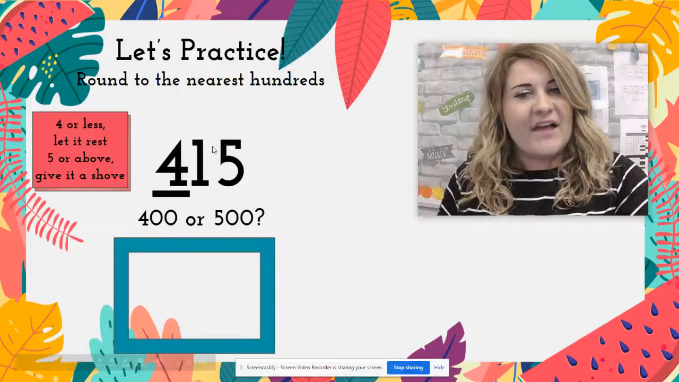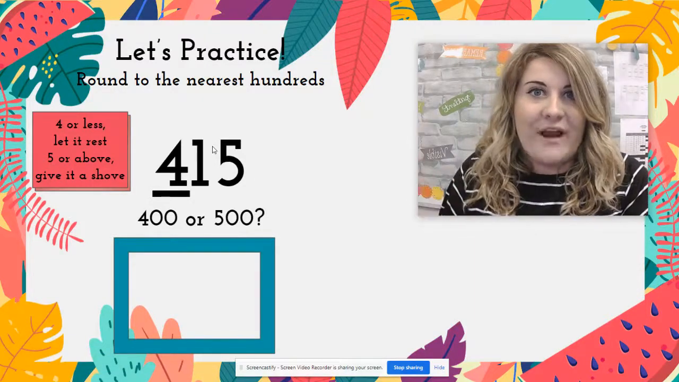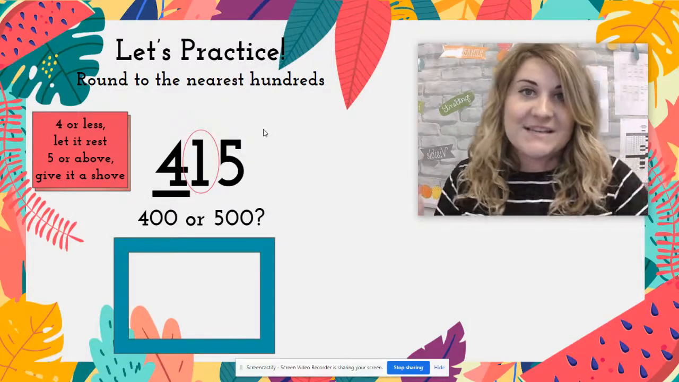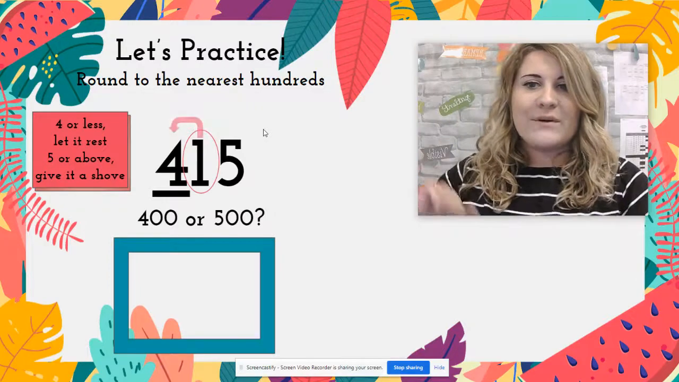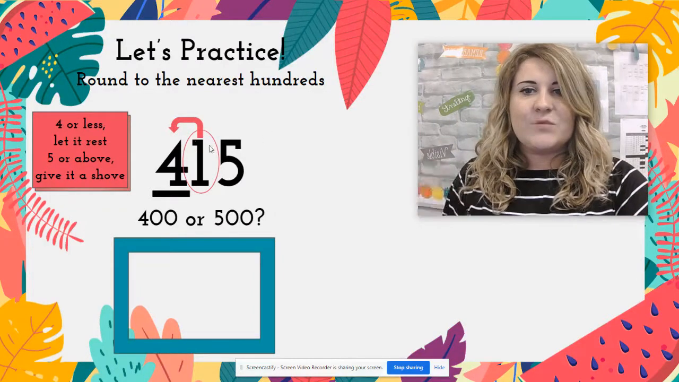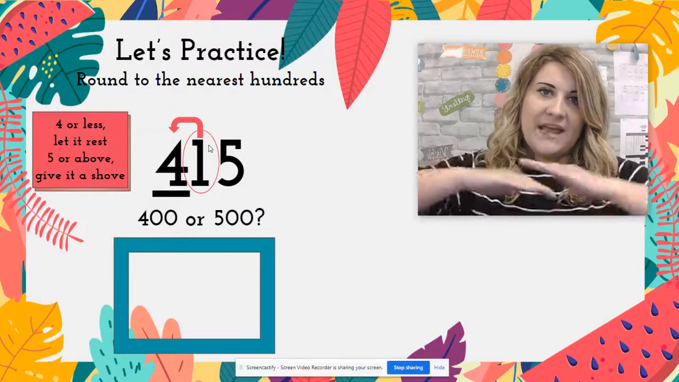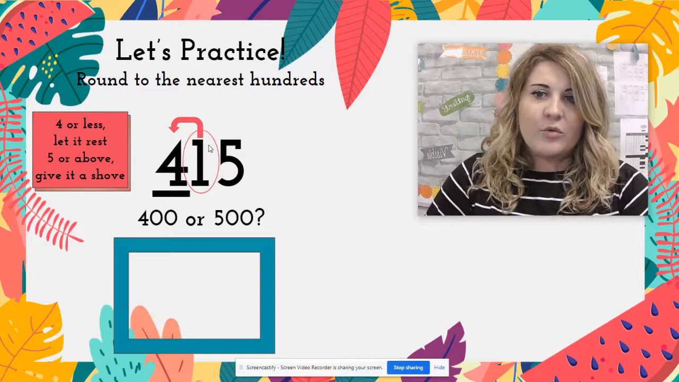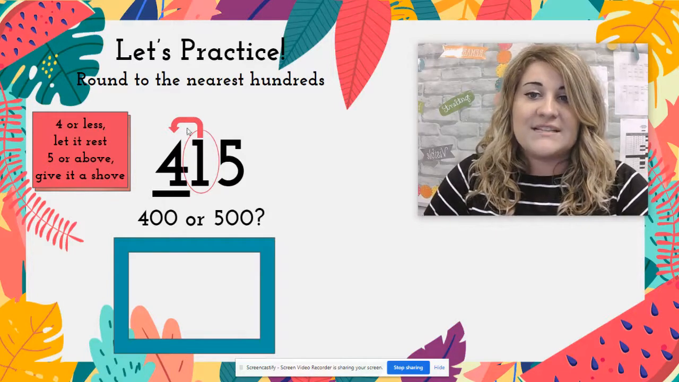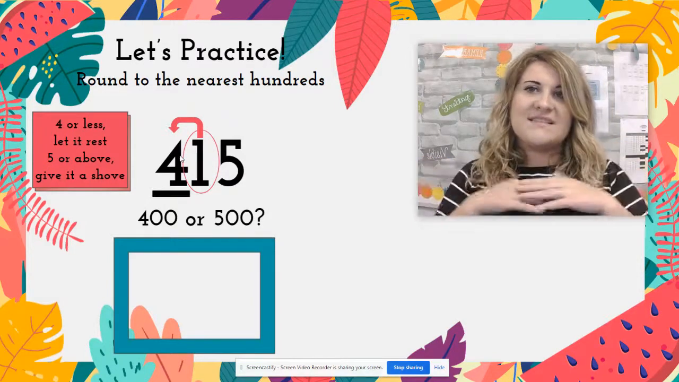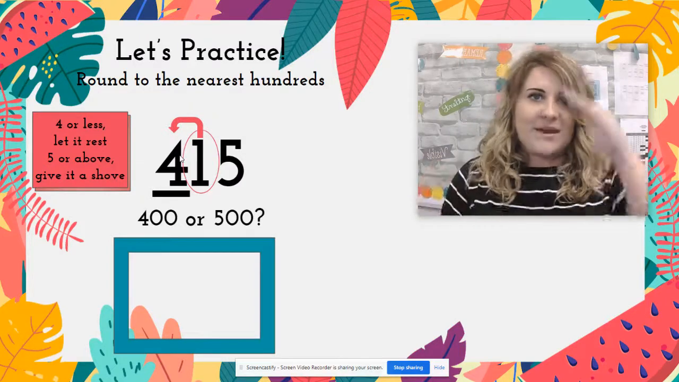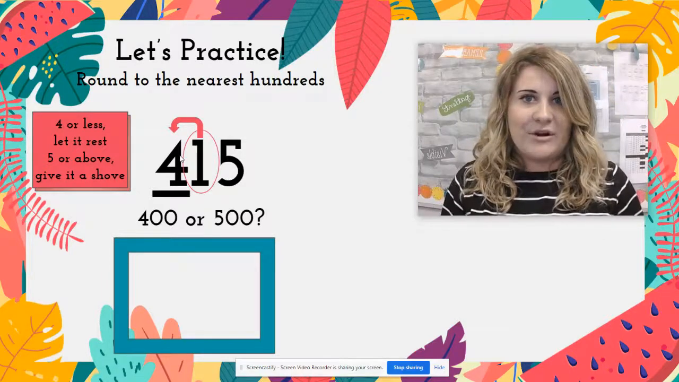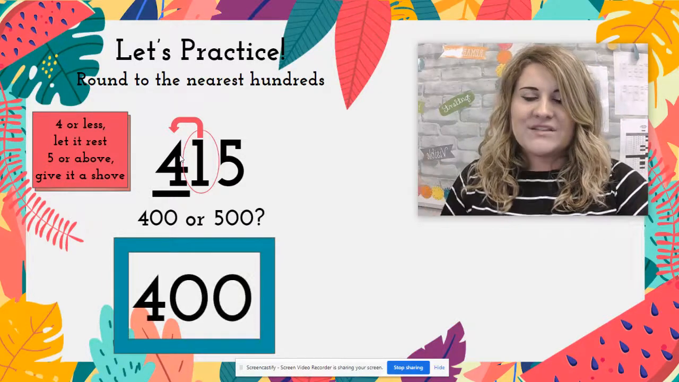So we're going to underline not the tens, but the hundreds place because that's what we're rounding to. The 4's in the hundreds place here. Spotlight the BFF, which is the tens because they're super close together. And the 1 is going to tell the 4 what to do. Is this one 4 or less to let it rest, or is it 5 or above to give it a shove? The 1 here is 4 or less, so it's going to tell the 4 to rest. It's going to stay a 4. And then the 1 is becoming a 0 because it has the spotlight around it. And then the 5 also is going to become a 0, so double zeros. So our answer is 400.